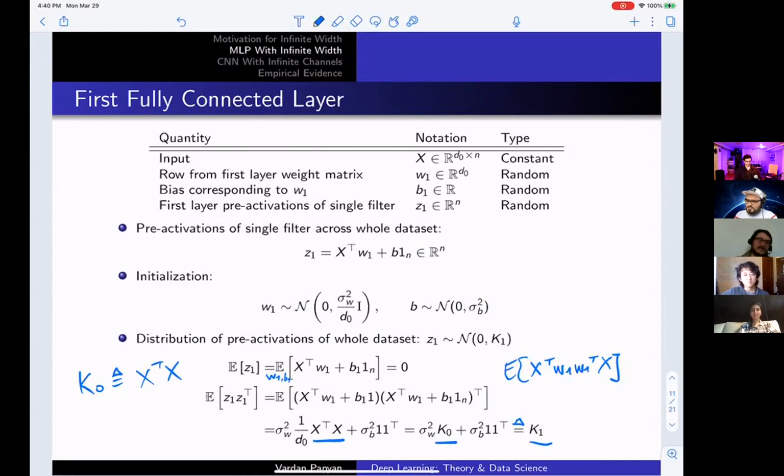So the way to think about K0 is that it's just a matrix that's calculating inner products between different examples in your data set. And notice that this is very important. K0 is of size n by n. So n by n means it's a matrix of size number of samples in the data set times number of samples.